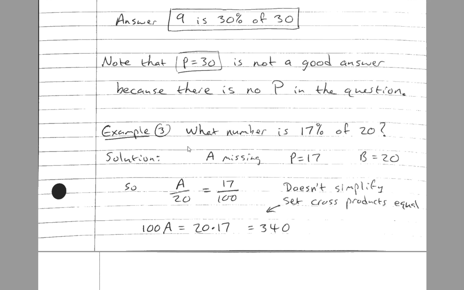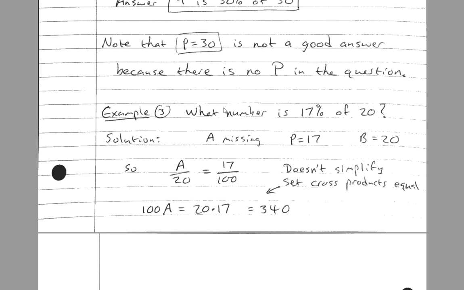All right, and the last case is when the a is missing. What number is 17% of 20? All right, so the p is 17. The p is always the percent number. We've got a 20 following the of, so b is 20. And we're missing the a.